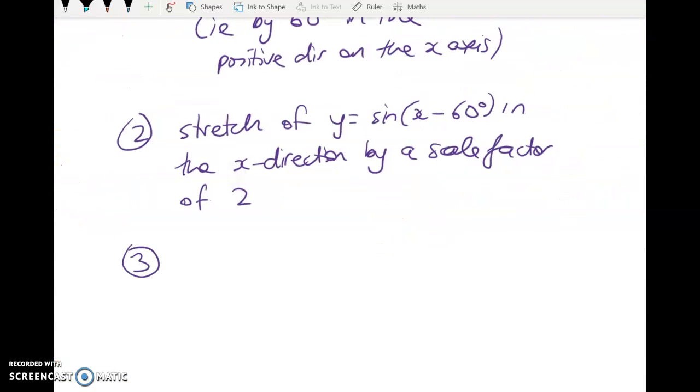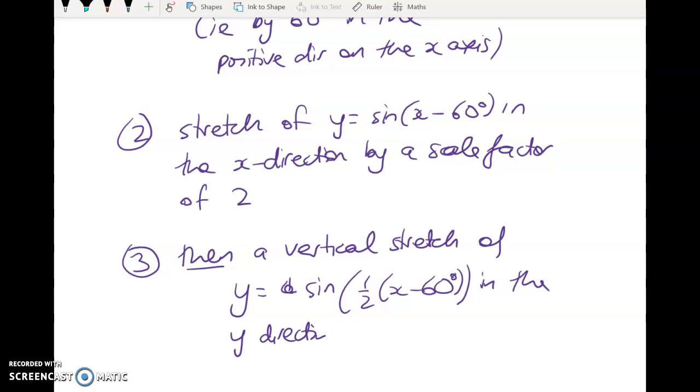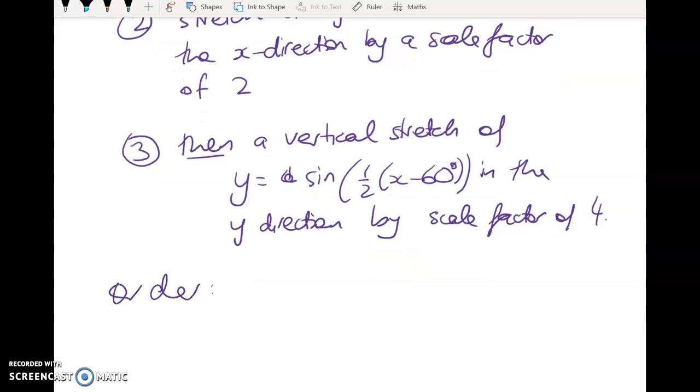Okay, so factor 3 is then a vertical stretch of y equals sine of a half x minus 60 degrees in the y direction by a scale factor of 4. And so if you're going in order, the order here is 1, 2, 3.